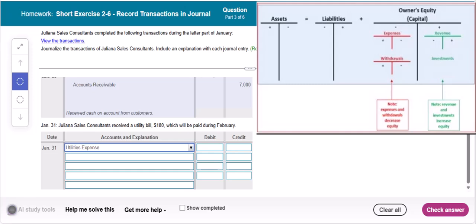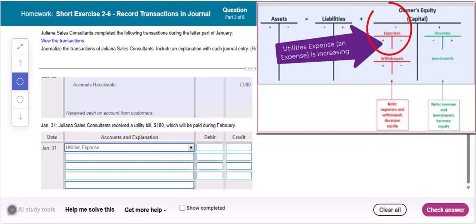And utility expense is an expense, obviously. So do we have more expense or less expense? We have more. And then how do expenses increase? Debit or credit? They increase with a debit. So we will input all 180 here on the left side with a debit to increase our utilities expense.